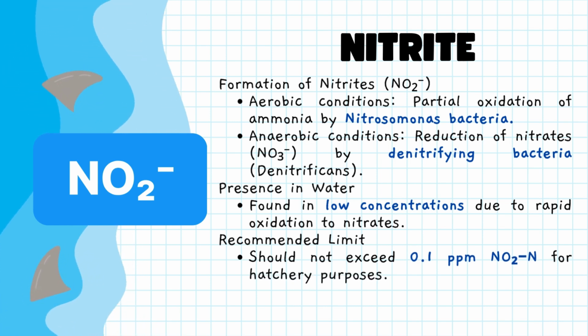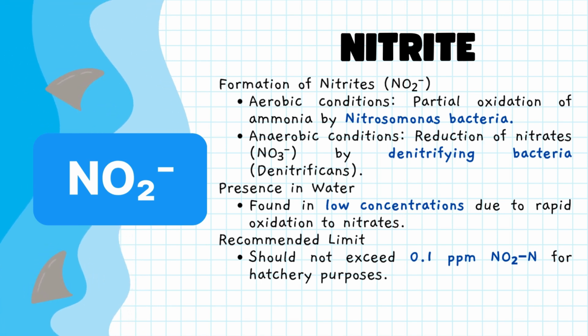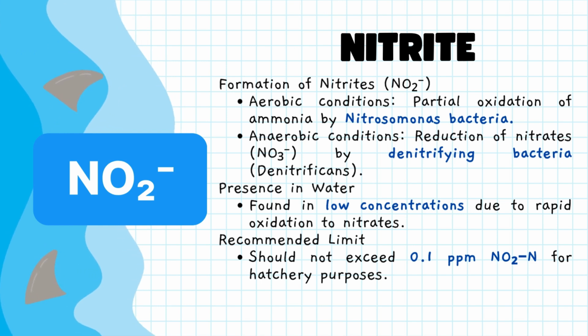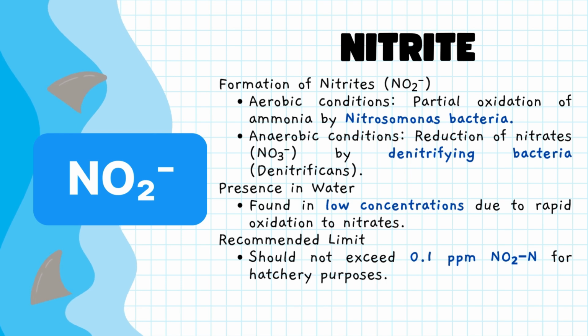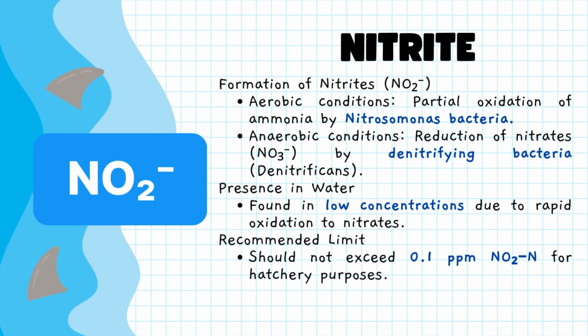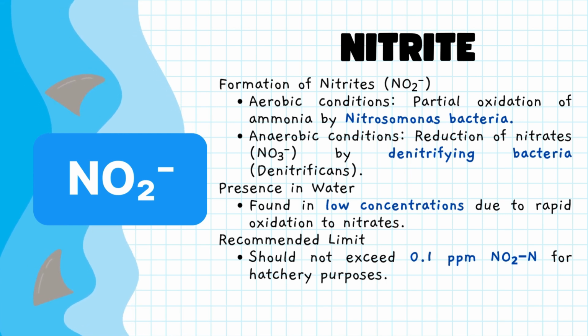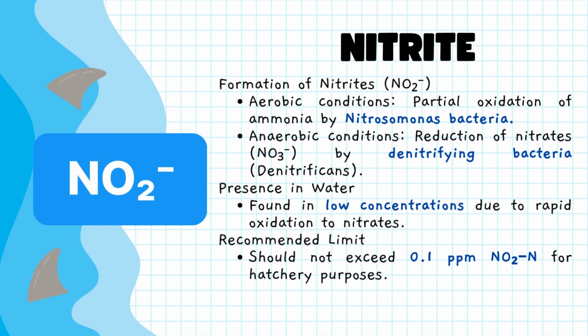For the formation of nitrites, under aerobic conditions we have the partial oxidation of ammonia. Then under anaerobic conditions, we have the reduction of nitrates by denitrifying bacteria. Its presence in water is found in low concentrations due to rapid oxidation to nitrates, and the recommended limit should not exceed 0.1 parts per million of NO2-N for hatchery purposes.